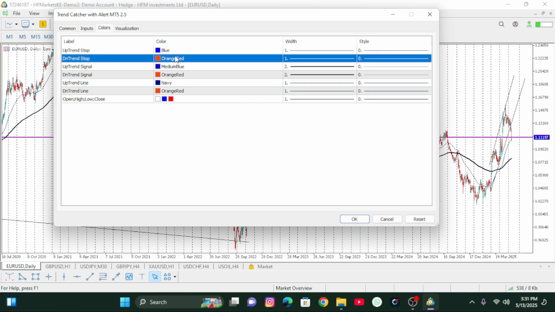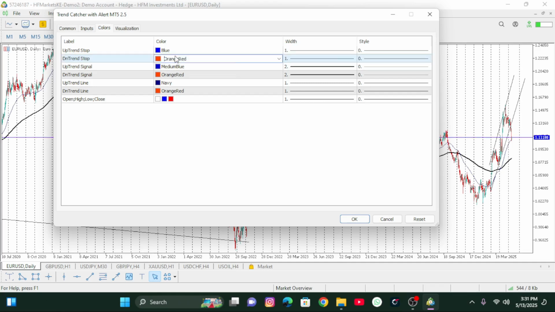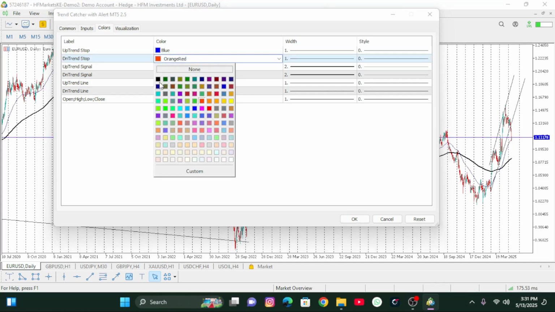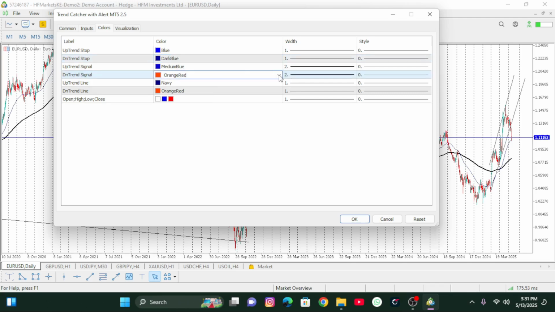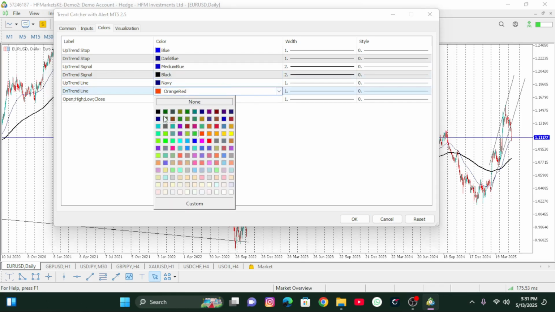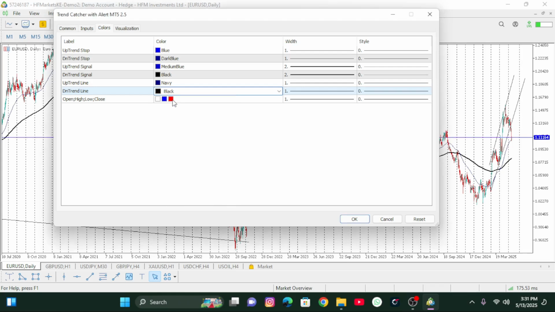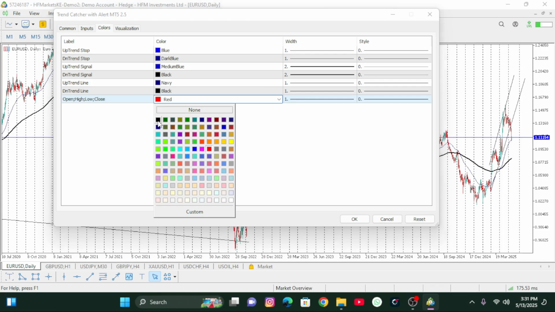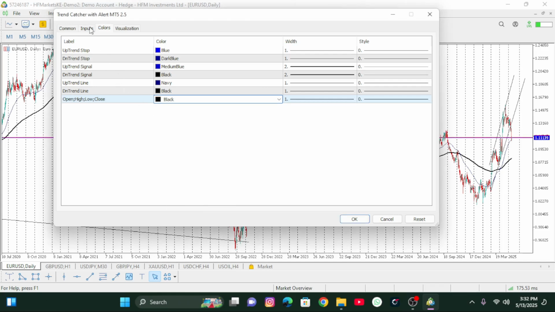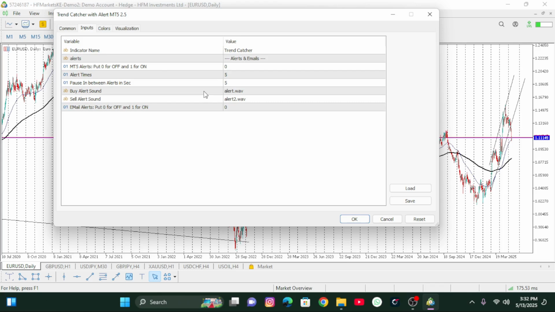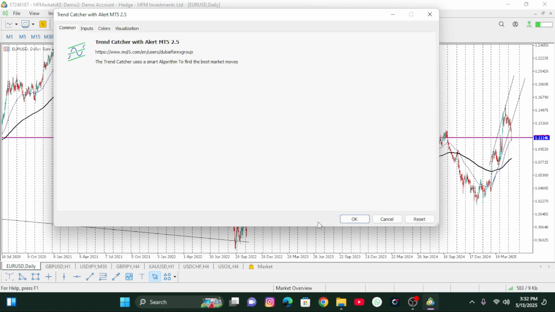So everything that goes down, a downward trend, I'll give it black. So also the candles that will be going down, I'll give it a black color. So that's all about the customization. I'll press OK.